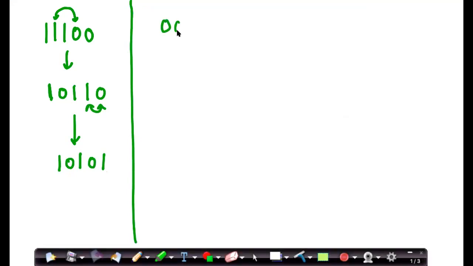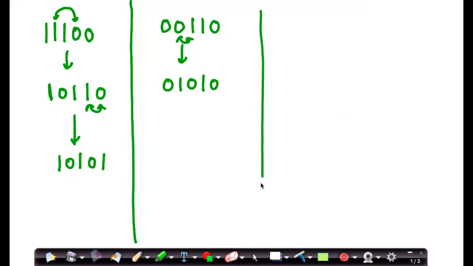This time, let's say our example is this one. Can we make this string alternating? Okay, let's try it out. This 0 is not at its correct position. Let's try to swap this 1 and 0. Yes, this means we can make this string alternating. Okay, so let's take another case then.